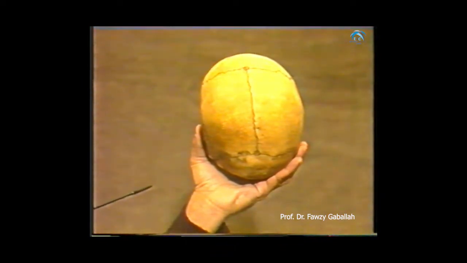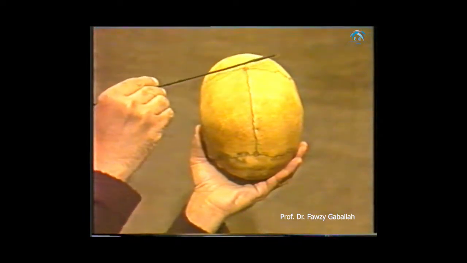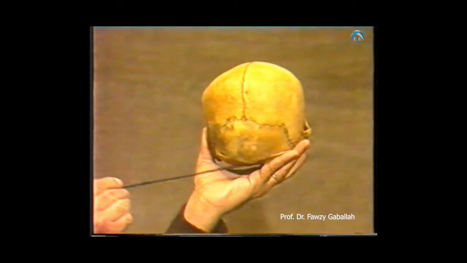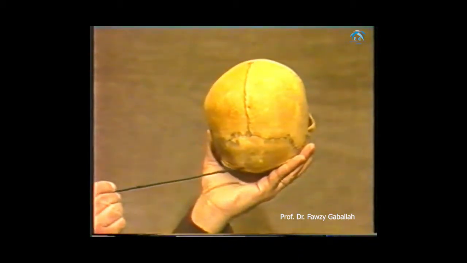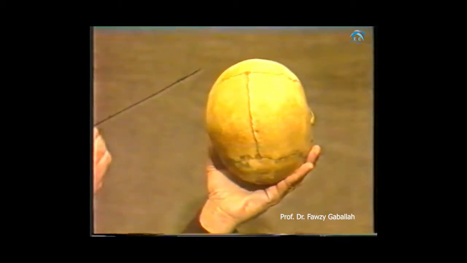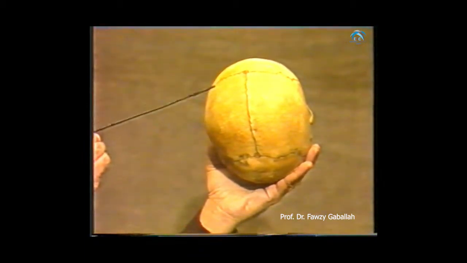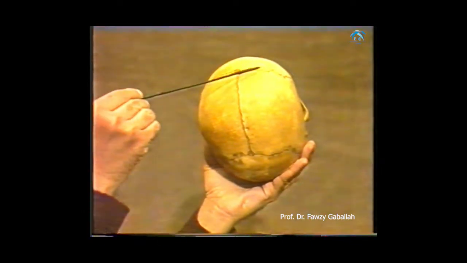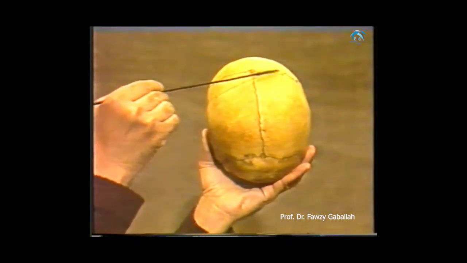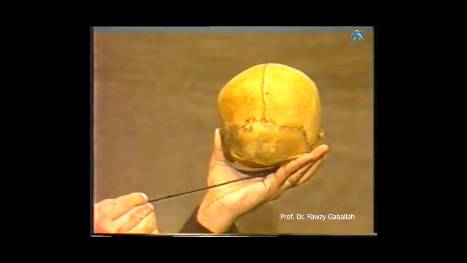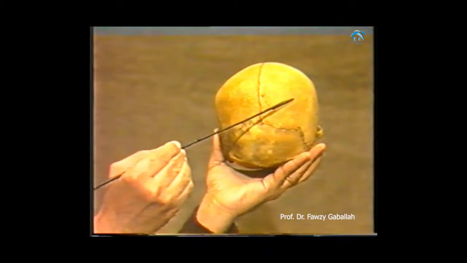This superior aspect shows the frontal bone anteriorly, the occipital bone posteriorly, and the two parietal bones in between. The frontal bone articulates with the two parietal bones at the coronal suture, which extends from side to side. The occipital bone articulates with the two parietal bones at the lambdoid suture.